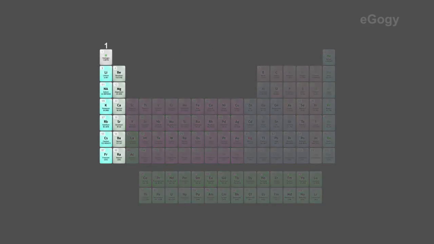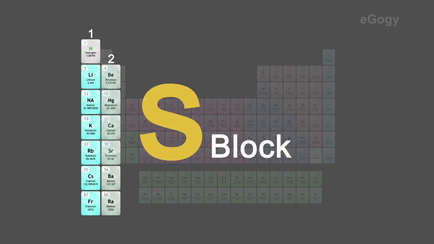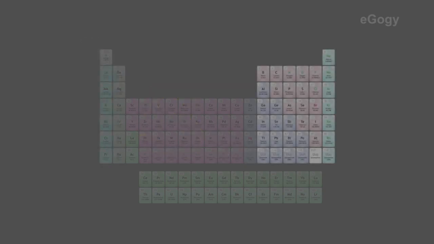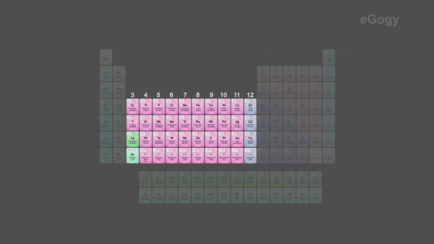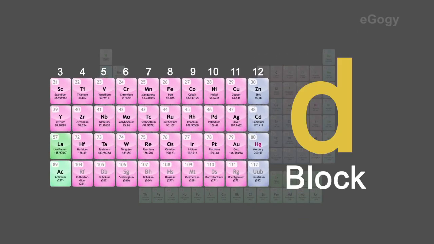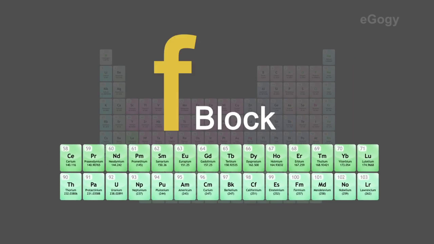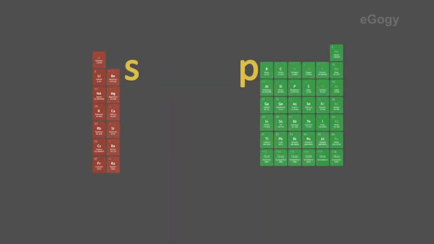The elements of groups 1 and 2 are called s block elements. The elements from group 13 to 18 are termed as p block elements. The elements from groups 3 to 12 are called d block elements. The f block elements are arranged as 2 levels just below the periodic table. The s and p block elements are collectively known as representative elements.